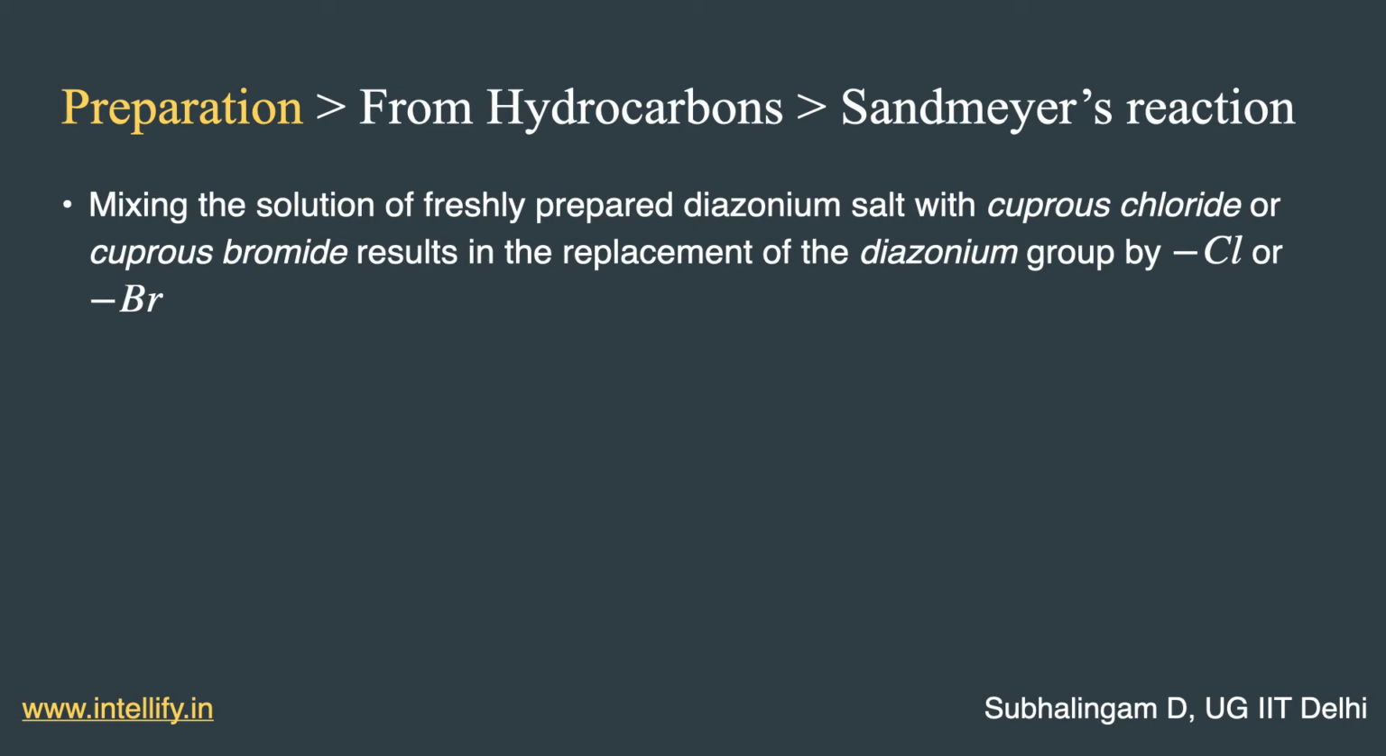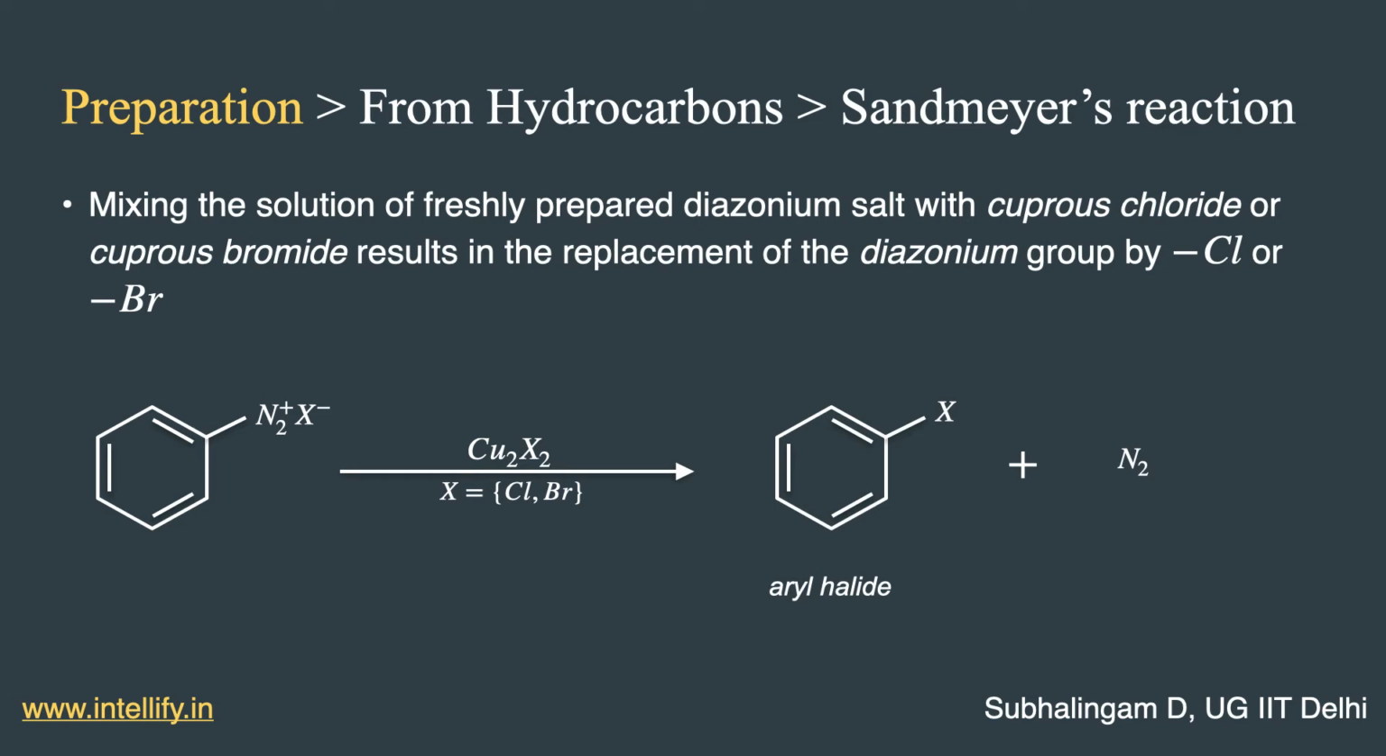So mixing the solution of freshly prepared diazonium salt with cuprous chloride or cuprous bromide results in the replacement of the diazonium group by Cl or Br. So this is the diazonium salt that we have prepared in the previous reaction. I make it react with Cu2X2, where X is either Cl or Br, and I get the corresponding aryl halide. So this is all about Sandmeyer's reaction.